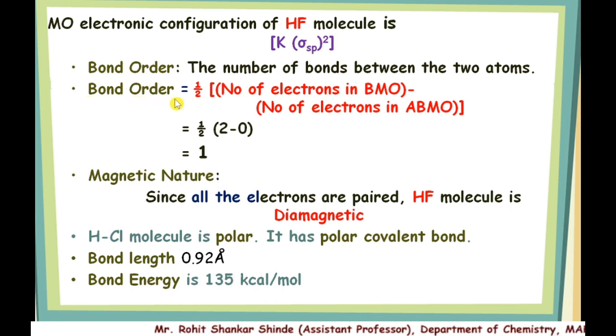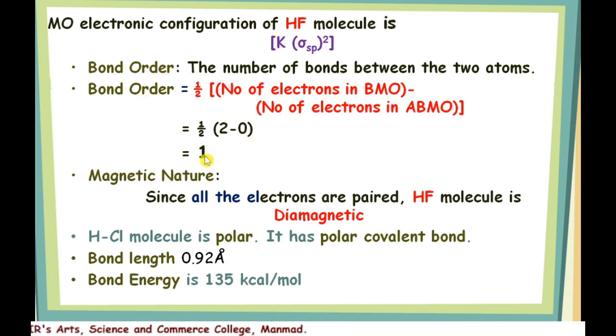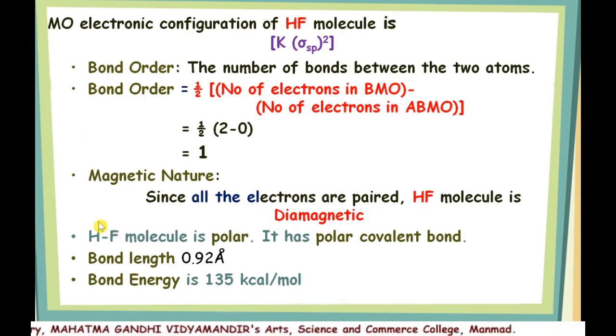Calculation of bond order. Bond order is equal to 1/2 in bracket number of electrons in BMO minus number of electrons in ABMO. So 1/2 in bracket 2 minus 0, it becomes 1. Bond order 1 indicates that there is presence of one bond between the hydrogen and fluorine. Now let us see magnetic nature of HF molecule.